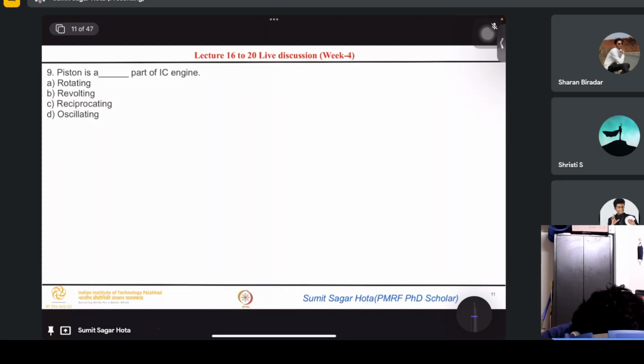Piston is a dash part of an IC engine. A very simple question. Piston cannot rotate, piston cannot revolve. You may confuse these two options: oscillate and reciprocate. Oscillation means one point is fixed with a support, and there is a wire or string with less friction, like a ball with some dead weight. Whatever motion it performs is this kind of oscillation.